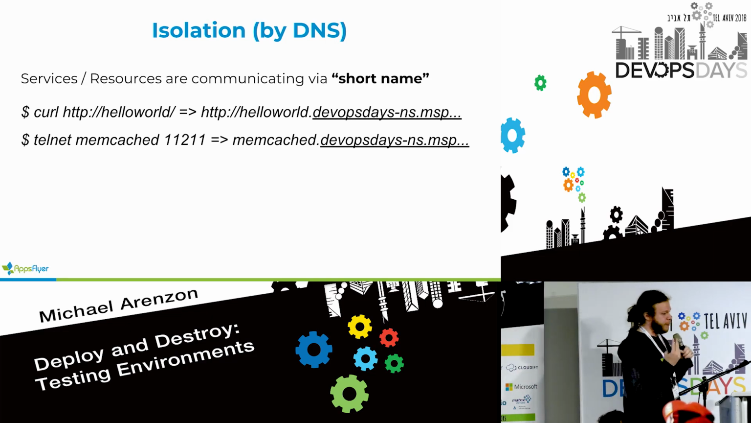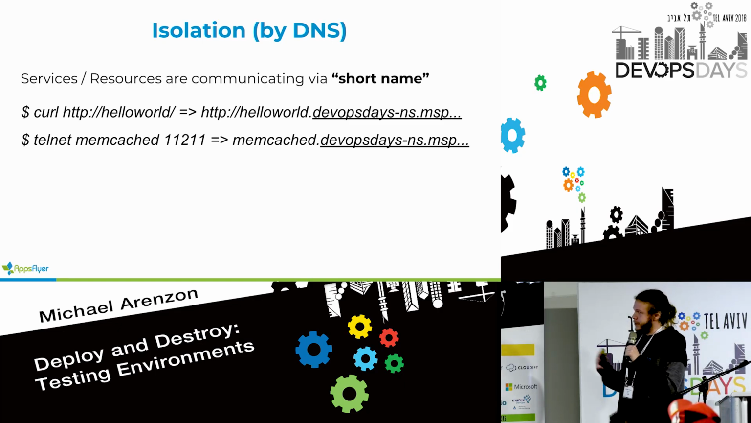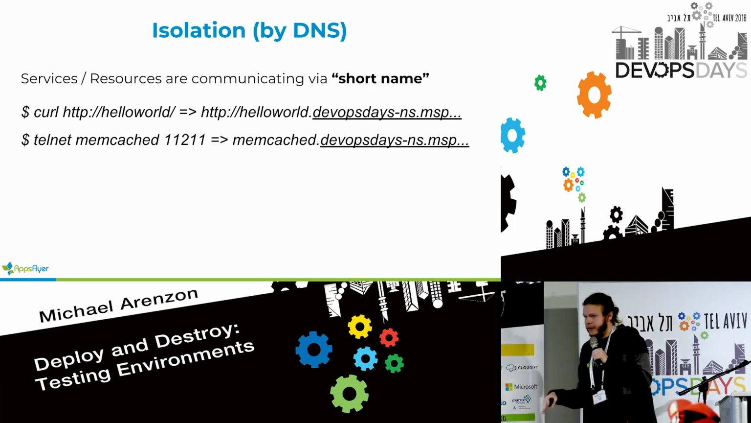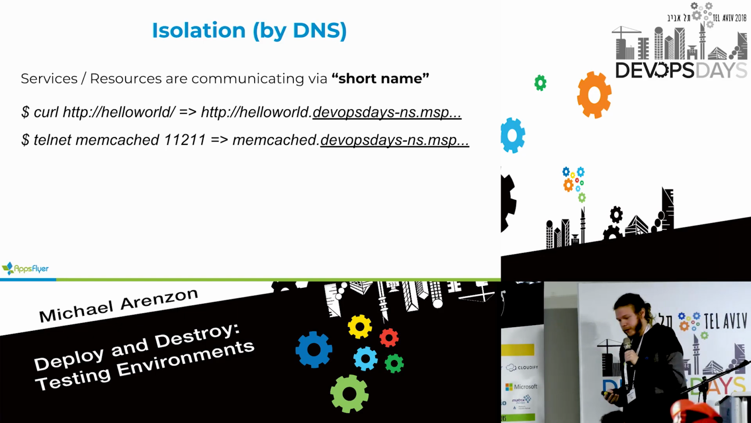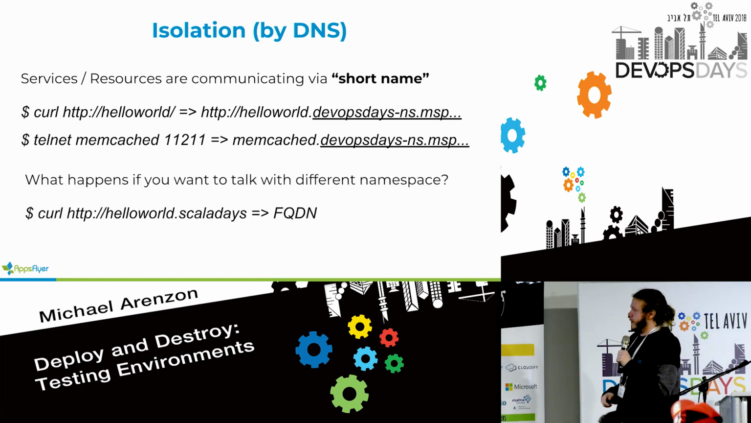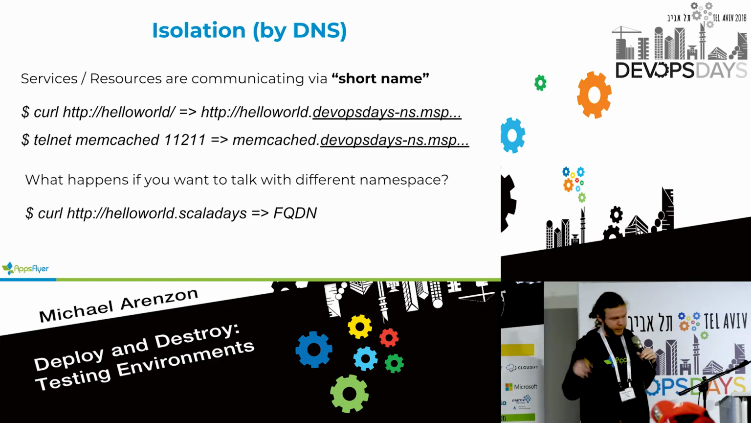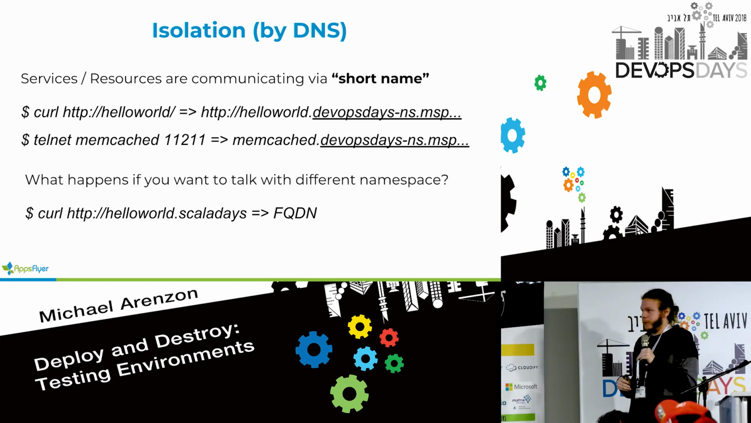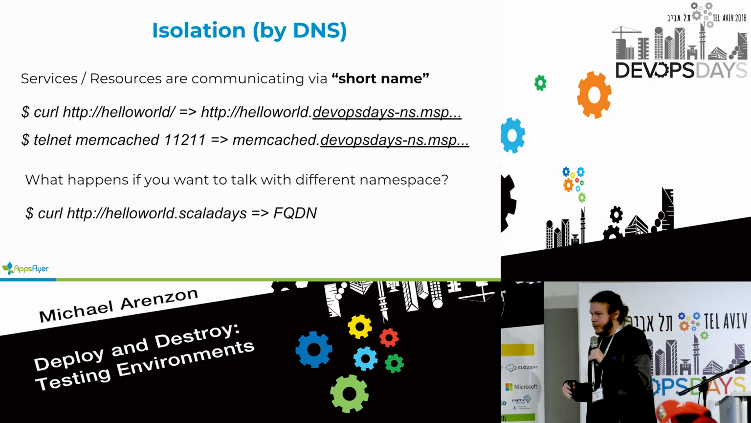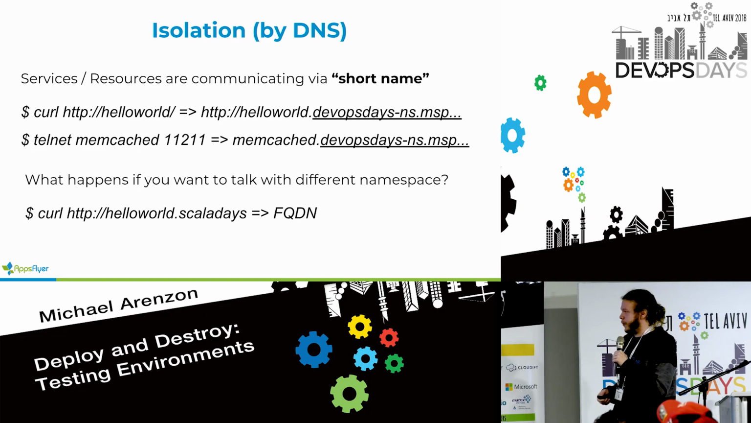So if we had the hello world service and we just try to curl it inside the environment, it will be expanded to hello world.devopsdays.appsflyer.com suffix. If you want to communicate with the memcache we created before, it's exactly the same way. What happens if you want to talk with different environments, with production or with different namespaces? We just add the suffix of the environment. That's the way we can explicitly tell that we want to communicate with different parts of the system that are not part of our namespace, that are not part of our environment.